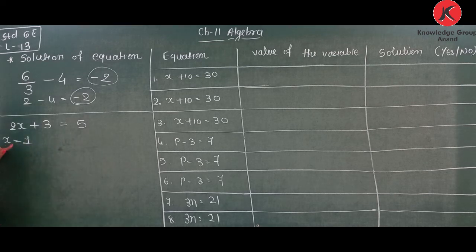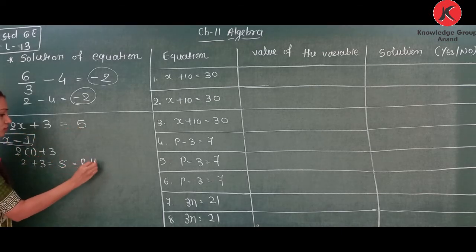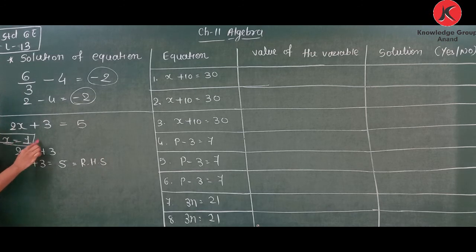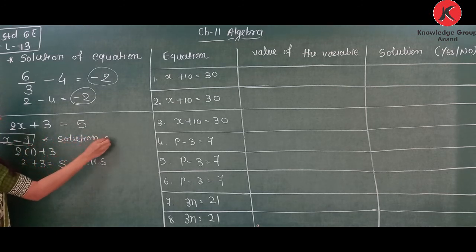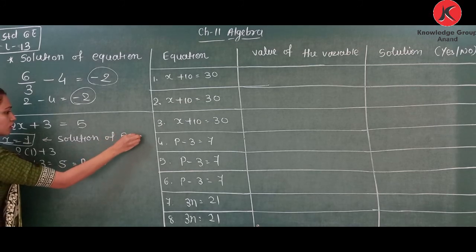So here if we take x is equal to 1, it means 2 is multiplied with x, so it is 2 multiplied with 1 plus 3. 2 multiplied by 1 is 2, plus 3, that is 5. Now if we take x is equal to 1, we get the right hand side. So x is equal to 1 is a solution of the equation.